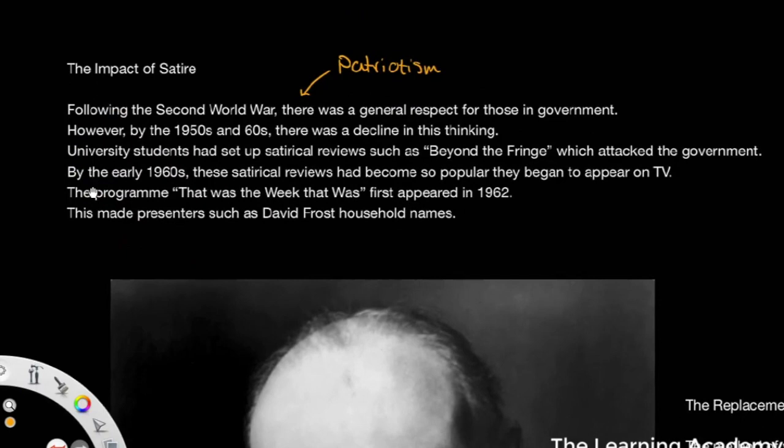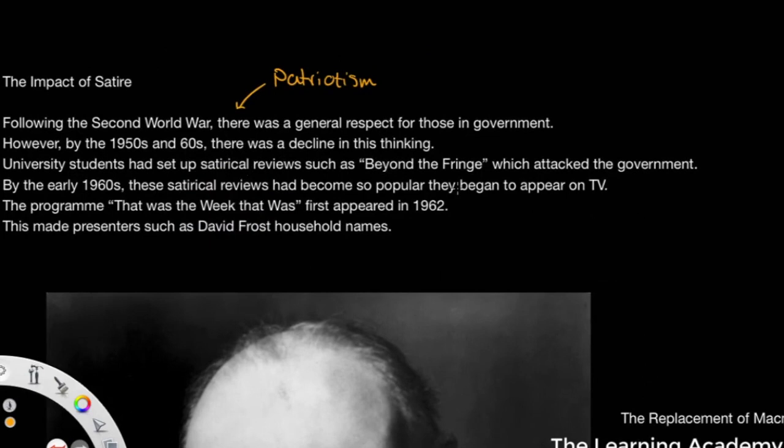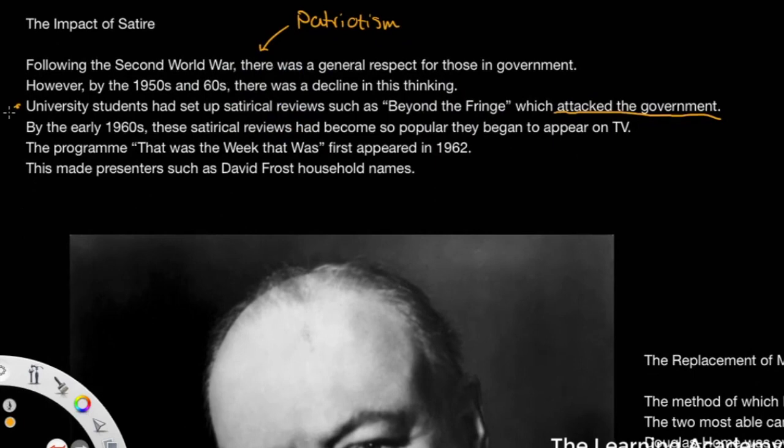And this culminated in university students setting up satirical reviews such as Beyond the Fringe, which attacked the government. By the early 1960s, around the time when the Conservative government began to fall from power, we also see these satirical reviews become so popular they began to appear on TV. And we have programmes like That Was the Week That Was, which first appeared in 1962, just before the end of the Conservative government.